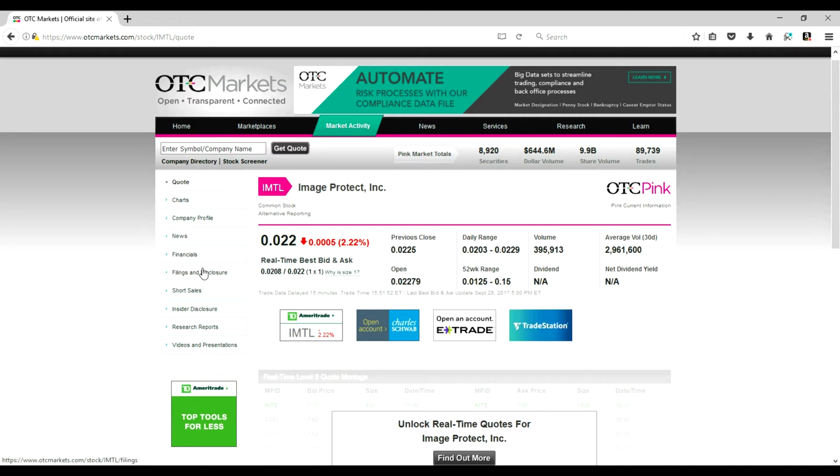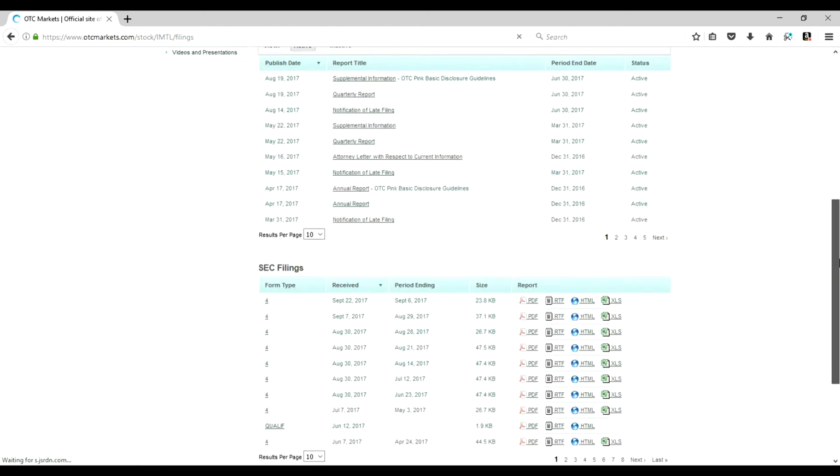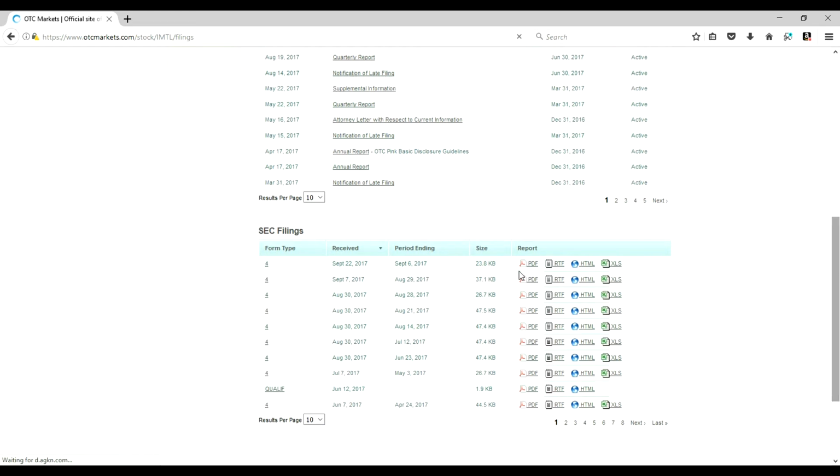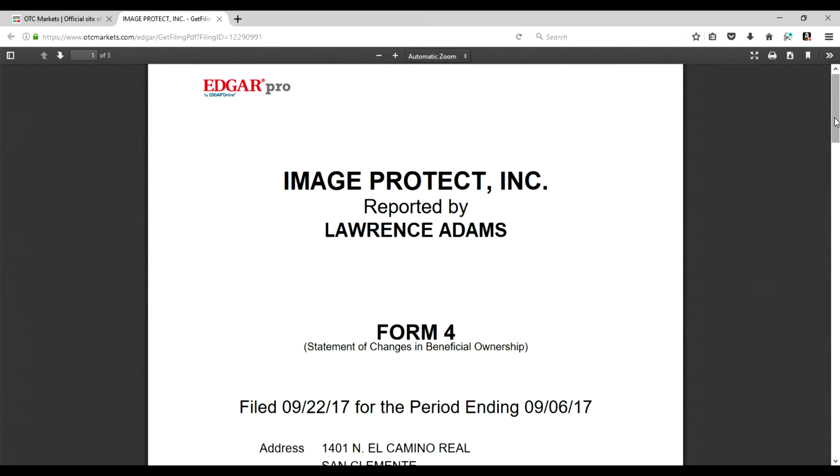If we go into Filings and Disclosure, on this tab you can scroll down and see all the Form 4s that were released. You'll see Form Type, and you'll see Form 4, that's where we get that. You can just click a PDF file, and it should come up pretty easily, and it does. This is a Form 4 that was submitted by Lawrence Adams, who just happens to be the CEO of this company.